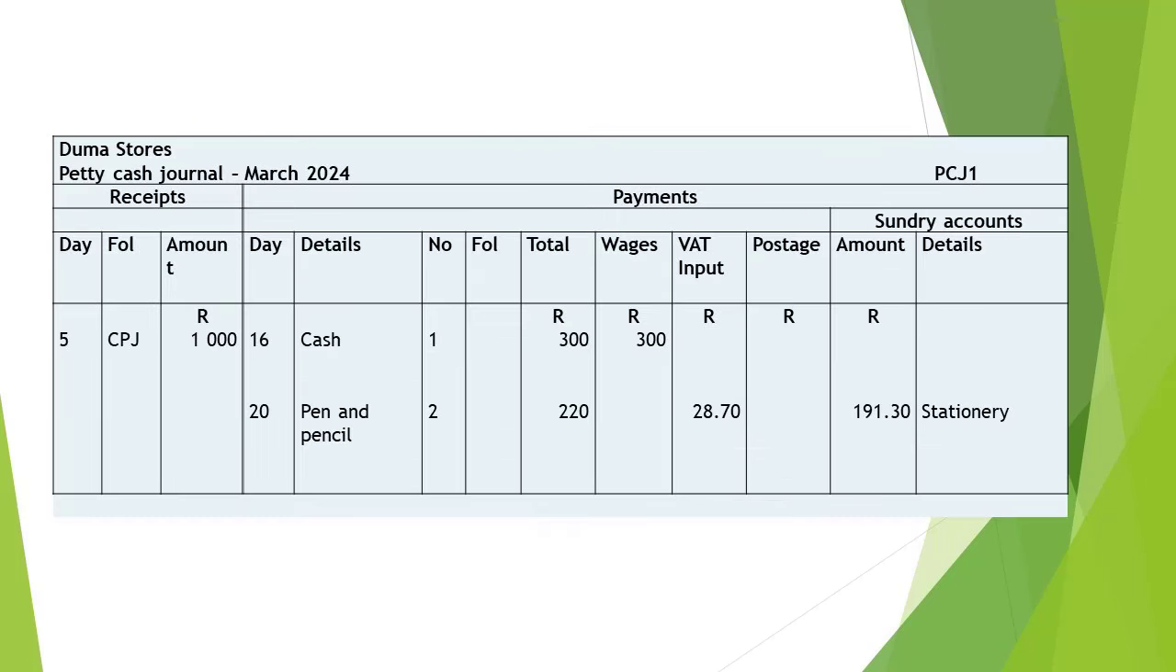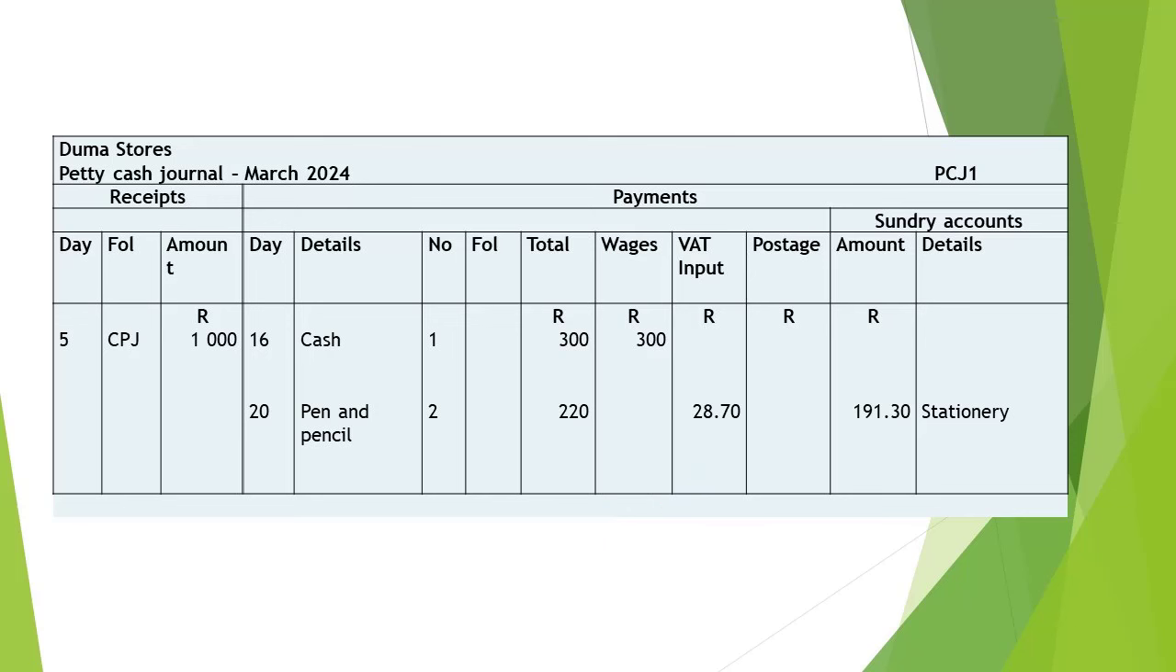On the payment section of the petty cash journal, we will write the day as the 20th. Under details, we will write Pen and Pencil because we purchased the stationery from Pen and Pencil. The document number is 2, which is the petty cash voucher number. The total amount we paid was R220. The VAT input indicated on the cash slip was R28.70.